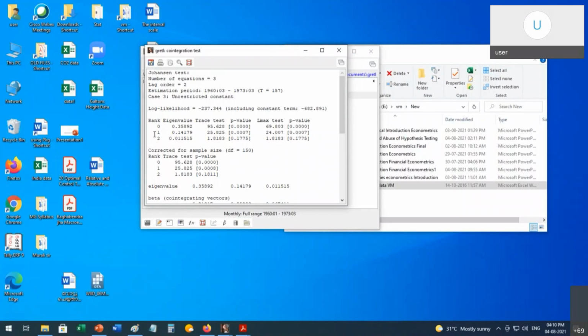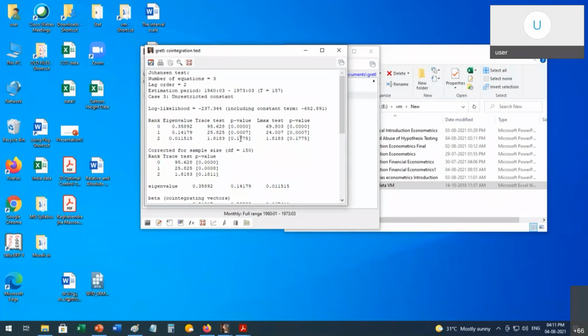And here our null hypothesis is that we have one cointegrating equation. And the p-value is again close to 0, in both the cases. So we are rejecting these. When we reject a particular null hypothesis or row, we go to the next row. The null hypothesis is that we have two cointegrating equations.